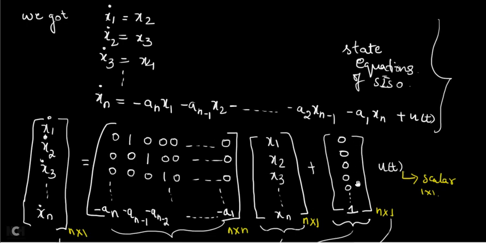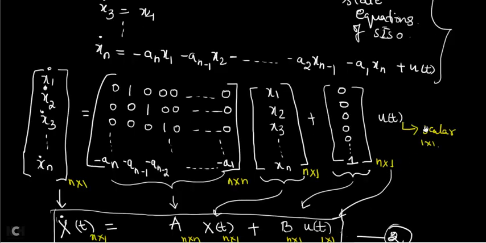When you multiply this with u of t, 0, 0, 0, 0, only for the last equation you will get 1 into u of t, which is nothing but u of t. So you don't have u of t for all the others. Only for the last equation you have u of t. That is why only for the last element I am writing 1 into u of t. Clear?